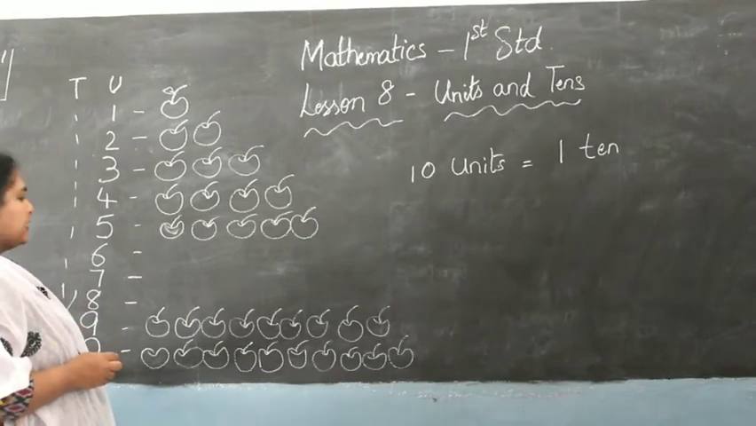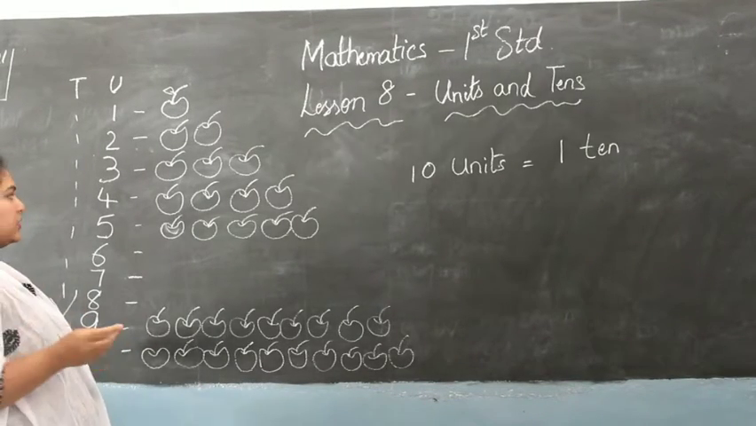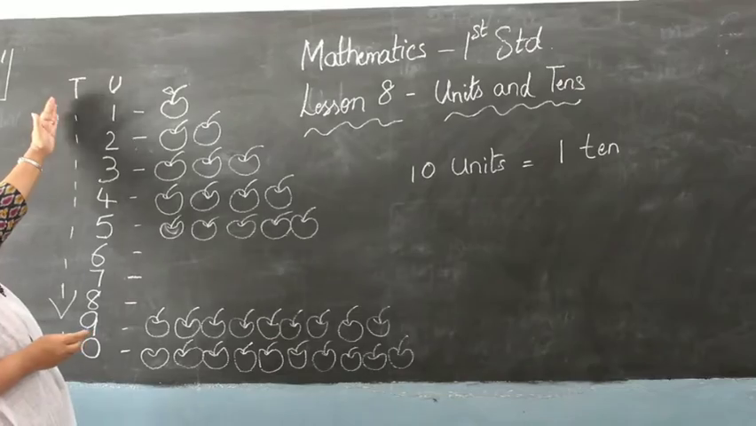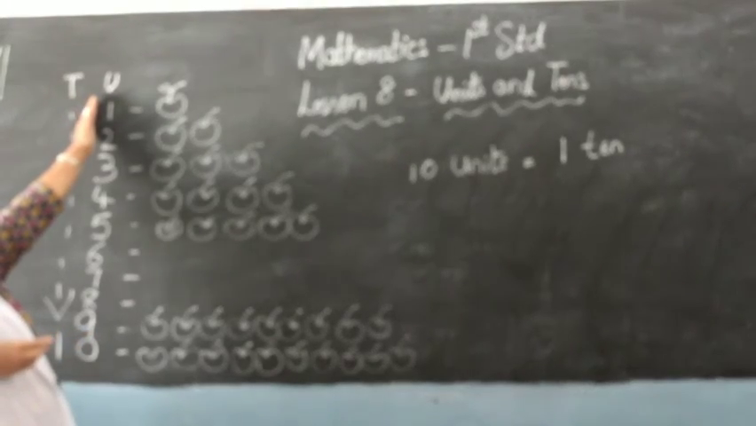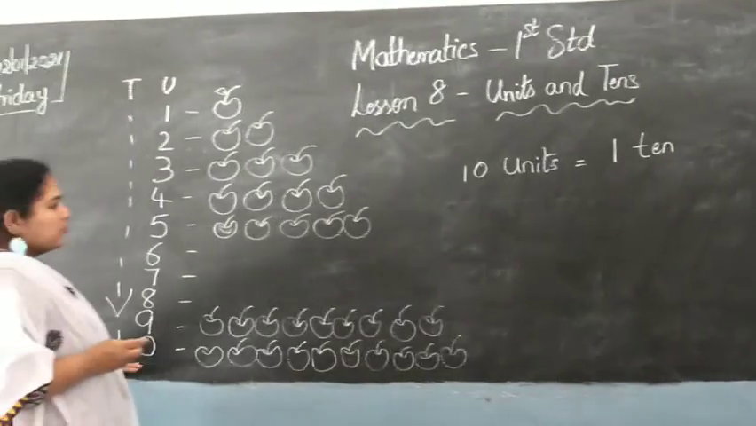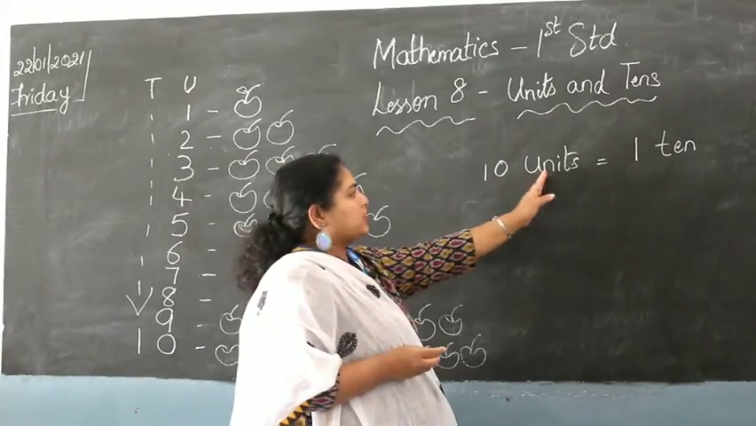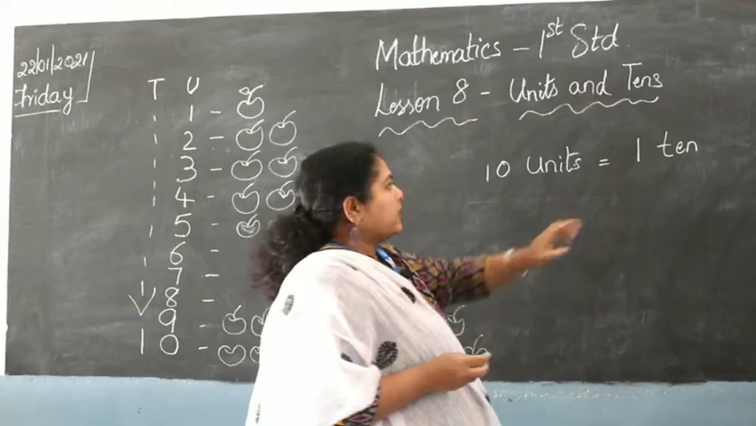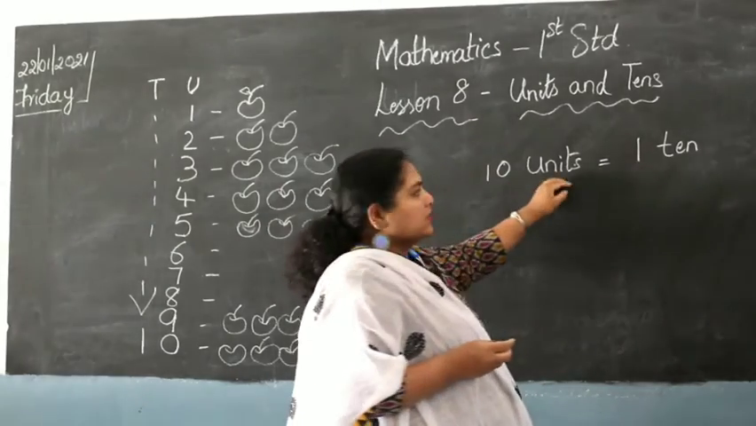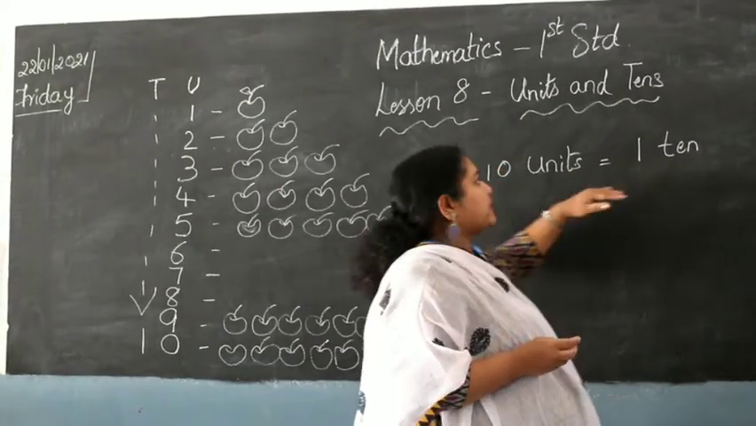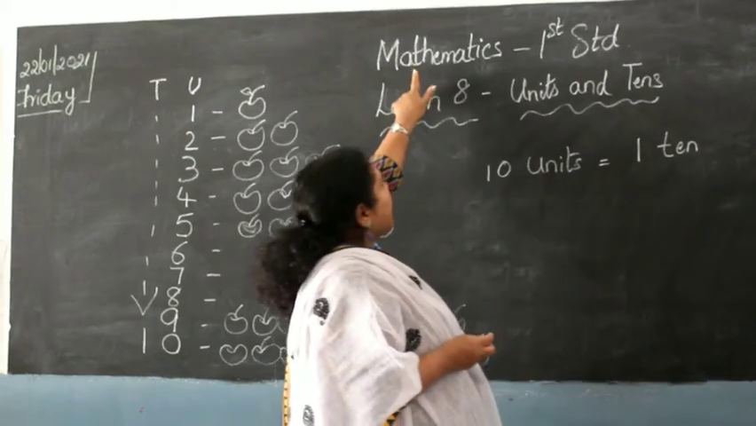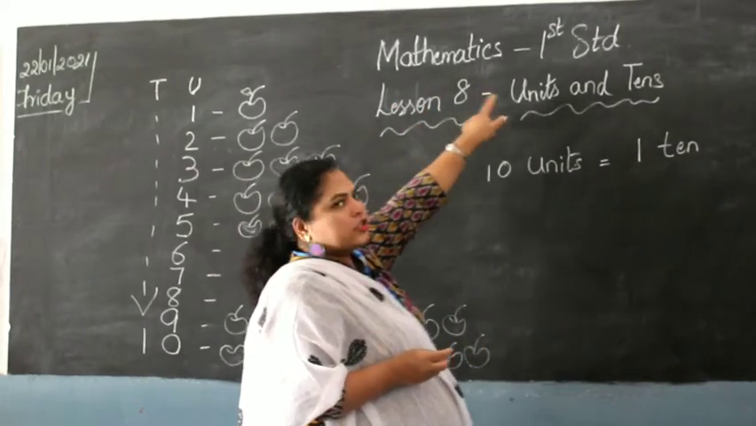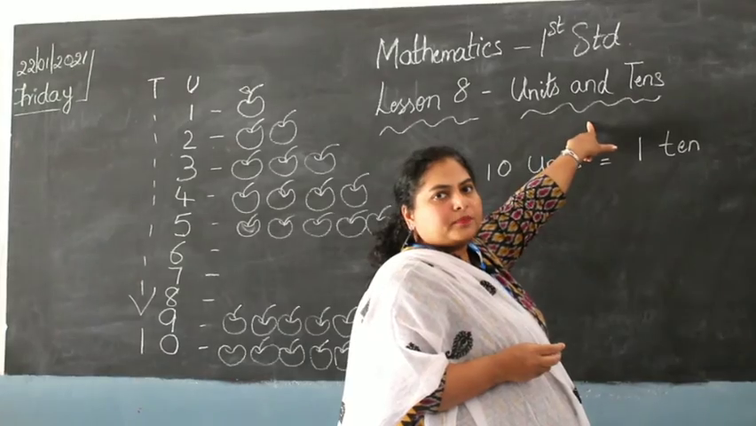So when you come to 10, it becomes a 2-digit number. So when it is a 2-digit number, you write it in tens and units, right? So it comes into the tens column. So 10 units, that is 10 apples, equals 1 ten. Okay, that is what it is. So 10 units is equal to 1 ten. Please write down in your book, children.